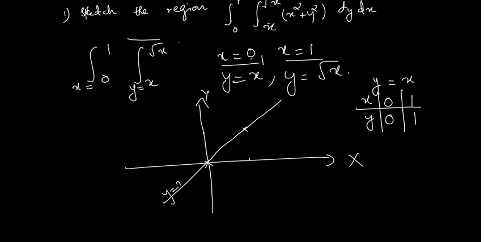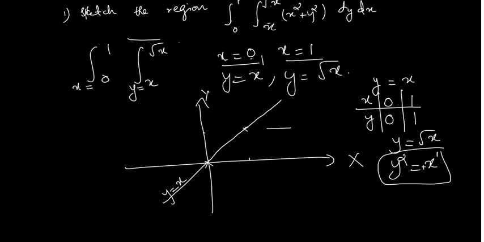Then y is equal to root x. Squaring both sides, y square is equal to x. So if it is y square is equal to x, and x is having an odd degree as power, x raised to 1, this is a parabola symmetric about which axis? The x-axis. So this is the x-axis. And here the plus sign is there, not a negative sign. So it will be opening towards the positive side. Positive x means this side. Okay, so this is the parabola.